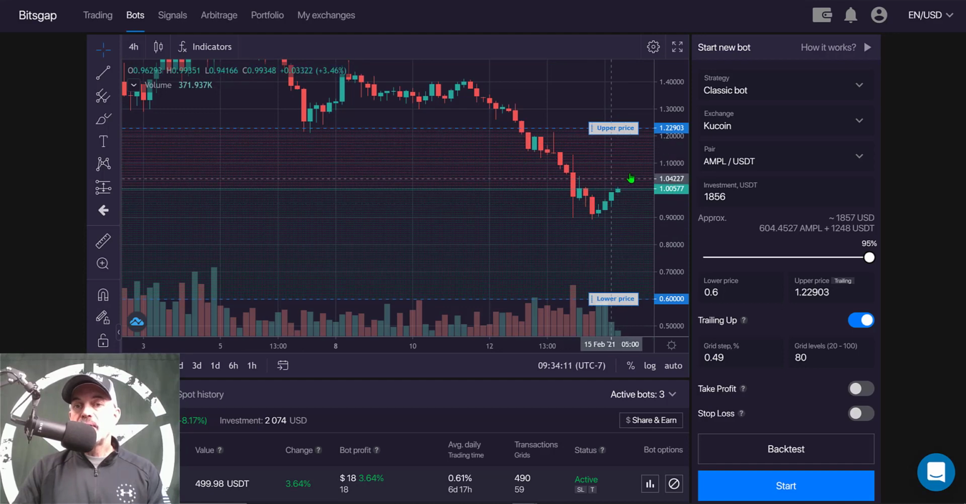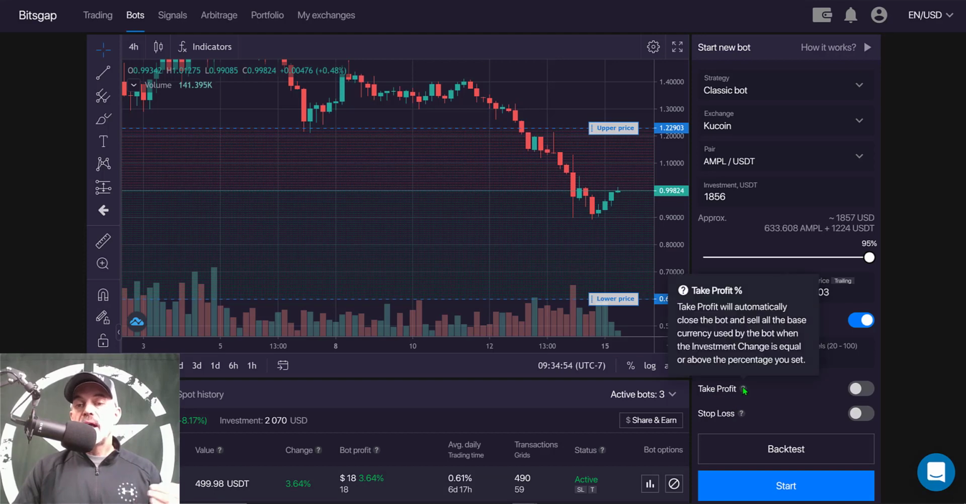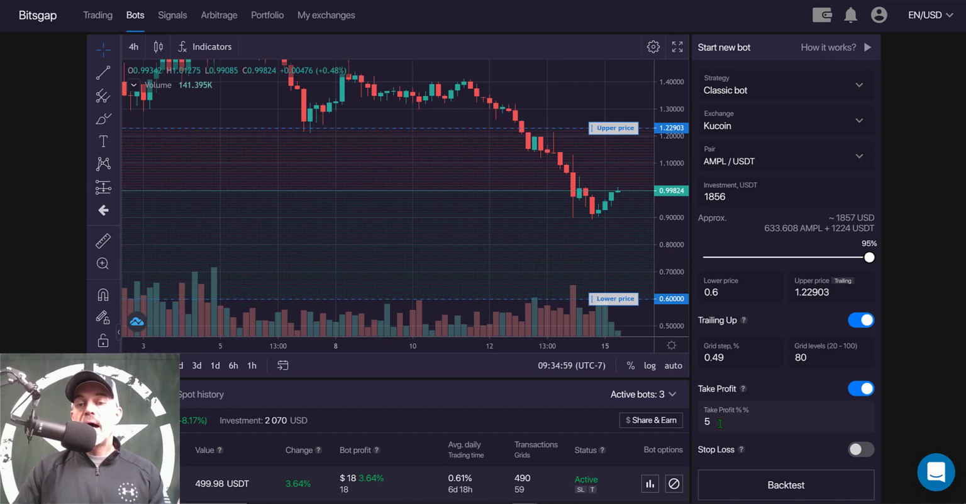And again, if the price action were to breach this upper price level, I have the trailing up feature enabled, and it will follow that price action up and rebuild this grid on the move up. Next, we have two optional features. One is take profit, and that feature would allow you to exit the bot and basically sell the position if a certain percentage was achieved, like a 5% profit, it would shut your bot down. I don't typically deploy bots with a take profit, so I'm not going to enable that feature.